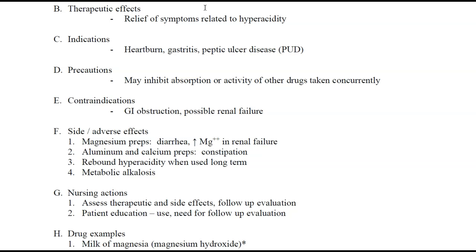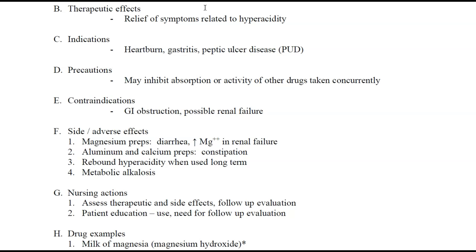Now, contraindication, definitely GI obstruction, right? So magnesium antacids may be contraindicated for patients with small bowel obstruction due to the laxative effects, as well as the possibility of renal failure. So it's potentially toxic, especially when it accumulates because it does affect the electrolytes. So we have to be very careful when administering this kind of medication.